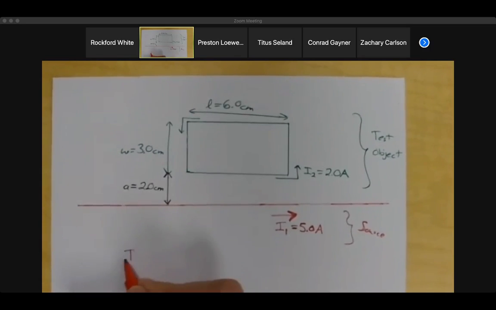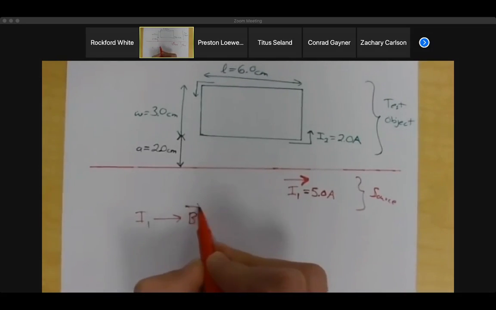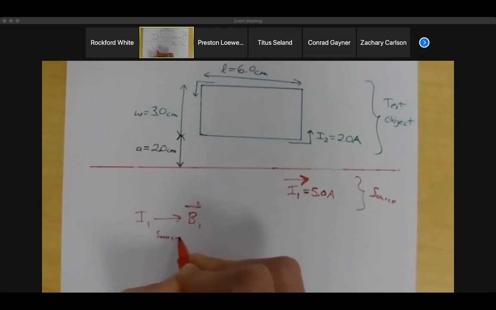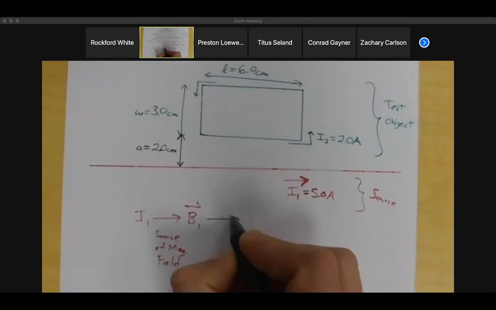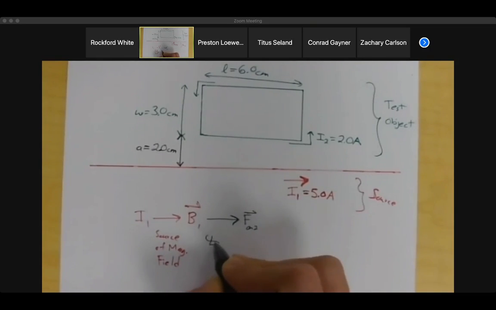So we're going to go from I1, I think I'll call it B1, and B1 is going to mean magnetic field due to current 1. So this is like doing a source of magnetic field calculation. And then we want to go from that to force on, and this would be the effects of magnetic fields calculation.